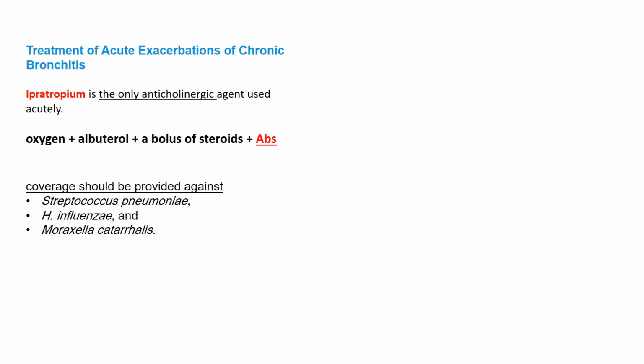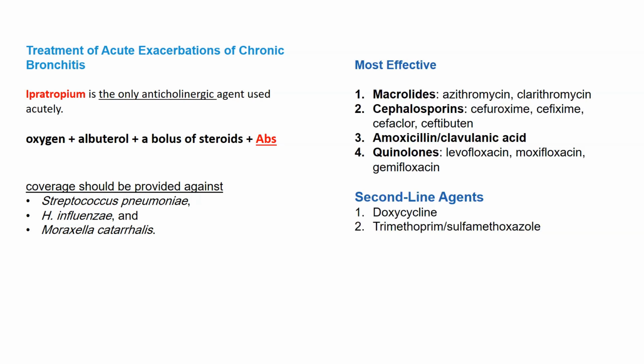The antibiotics should cover Streptococcus pneumoniae, Haemophilus influenzae, and Moraxella catarrhalis. The most effective agents are macrolides like azithromycin, cephalosporins like cefuroxime, amoxicillin and clavulanic acid, and quinolones like levofloxacin. Second line agents are doxycycline and trimethoprim and sulfamethoxazole.